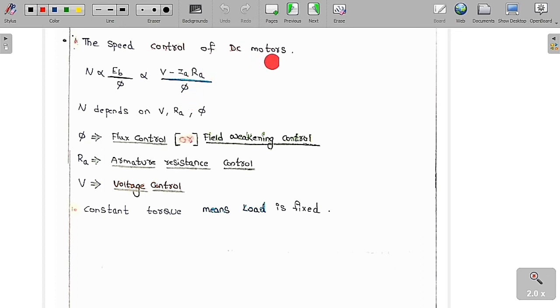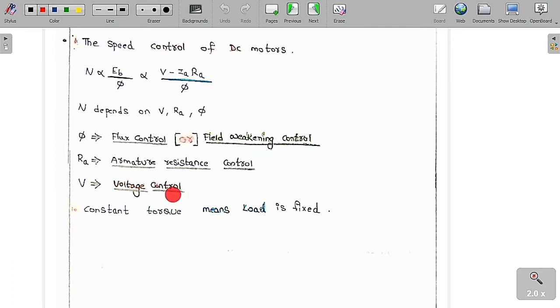The speed control methods of DC motors: N is directly proportional to EB by phi, which is directly proportional to (V minus IA RA) by phi. So it depends upon supply voltage, armature resistance and flux. Phi is called the flux control or field weakening control, RA is called the armature resistance control and V is called the voltage control. If you vary the supply voltage, you can control the speed. If you vary the armature resistance, it is called armature resistance control, and by that also we can control the speed. And by changing the flux also we can control the speed.